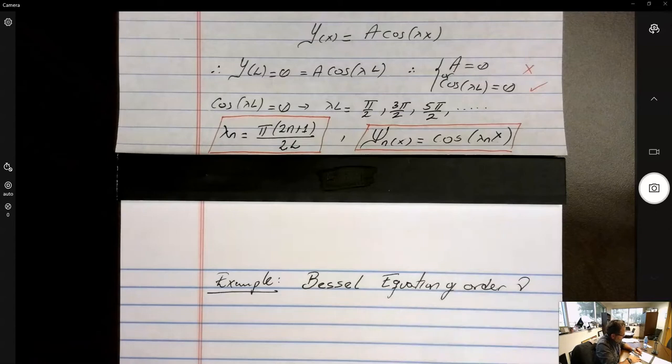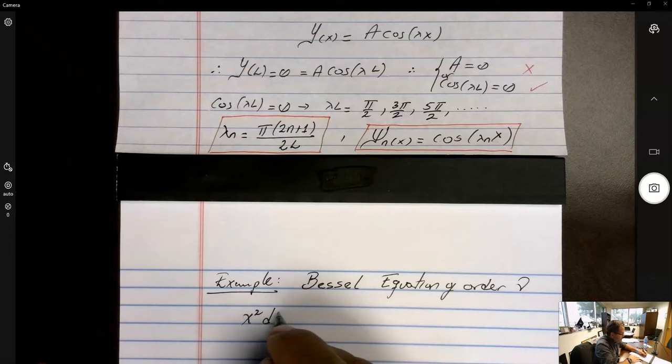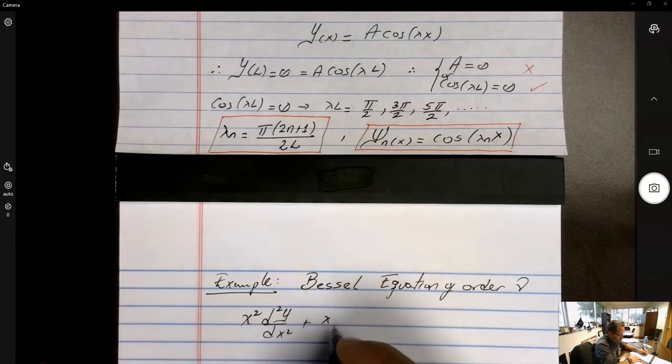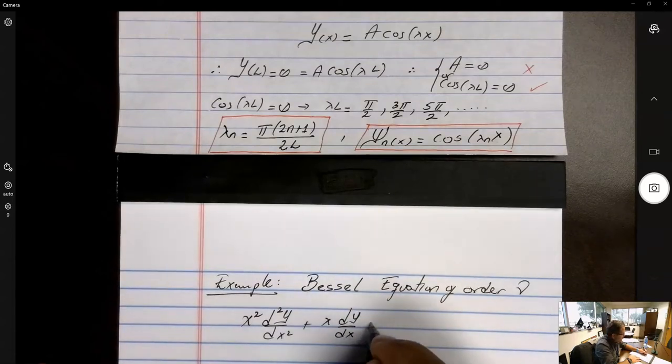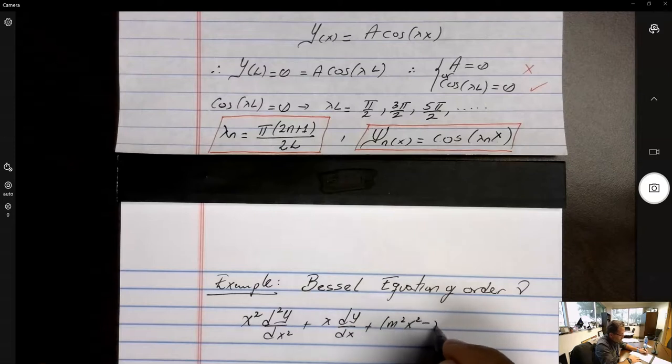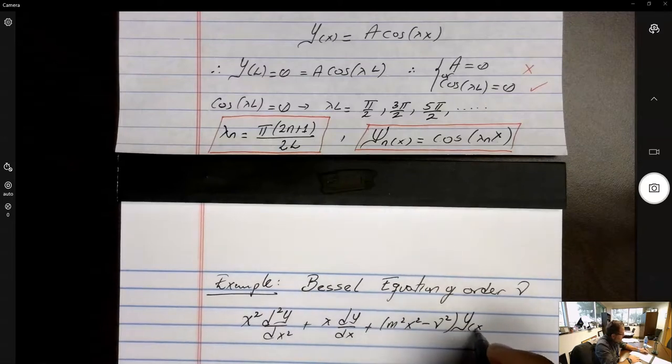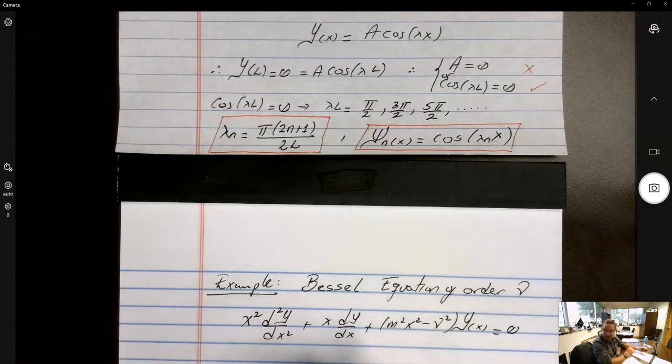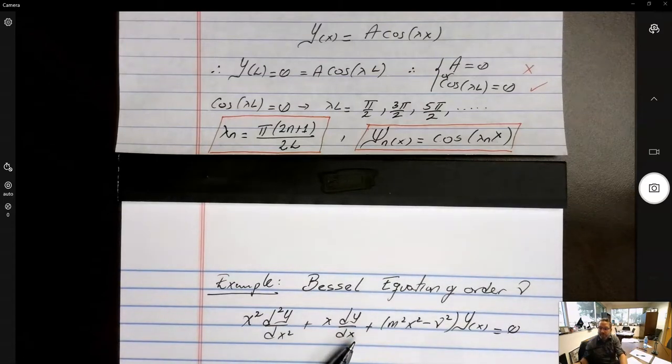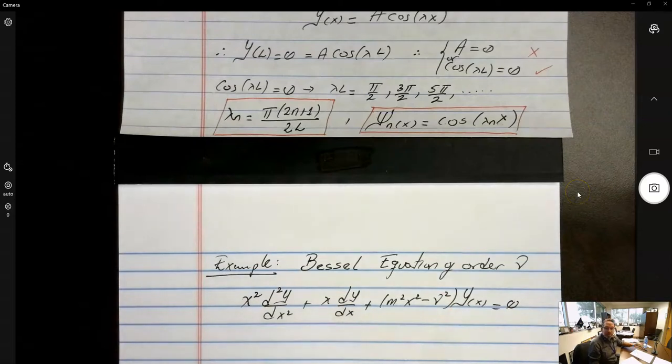So the generalized Bessel equation of order nu is x squared d²y/dx² plus x dy/dx plus (m squared x squared minus nu squared) y of x is equal to 0. We learned that this equation, known as the Bessel equation of order nu, has a solution in terms of Bessel functions of the first kind and the second kind, which is akin to sines and cosines, but slightly different.